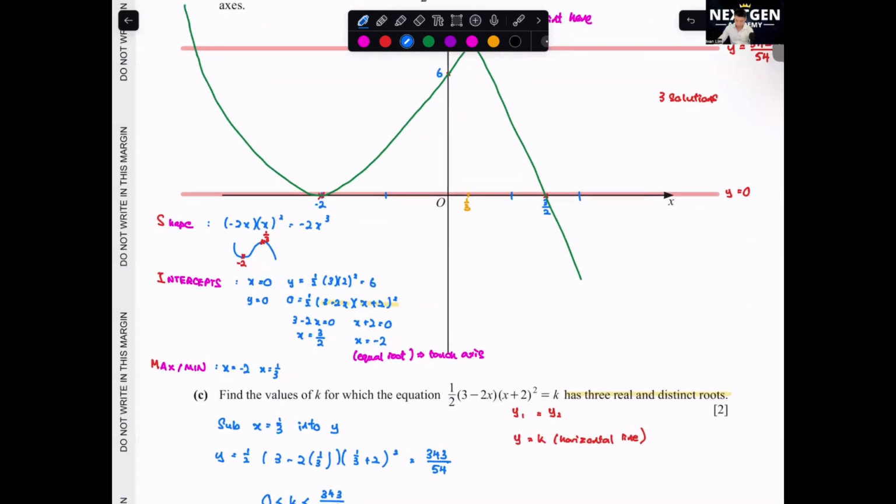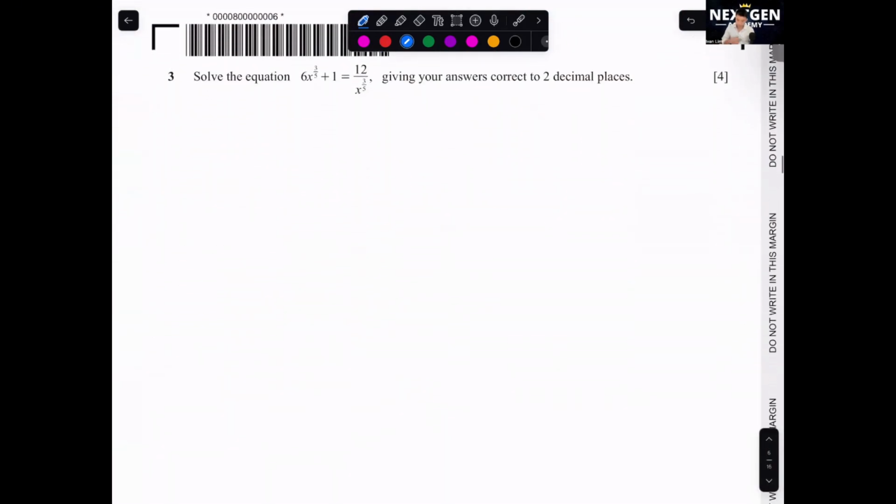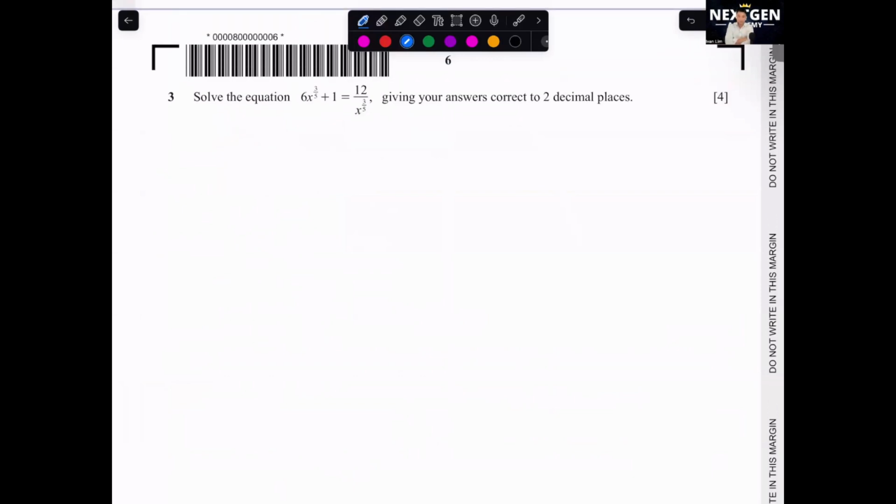All right, let's go to question number 3. Solve the equation 6x to the power of 3 over 5 plus 1 equals 12 over x to the power of 3 over 5, giving your answer correct to 2 dp. What type of question is this? Looking at the pattern here, you've got some sort of x element on top, the same x element at the bottom as well. Okay, this will be a complex quadratic equation. You need to simplify it to a quadratic equation.